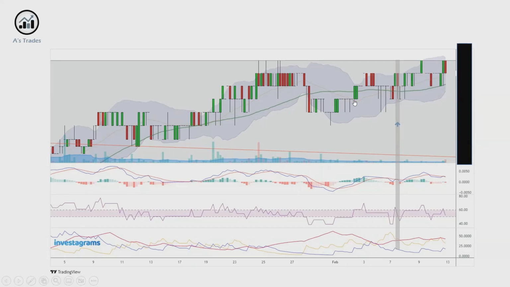So these are the 4 stocks that I'm currently holding. Hopefully these stocks will go according to plan.